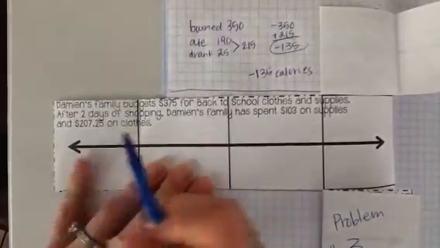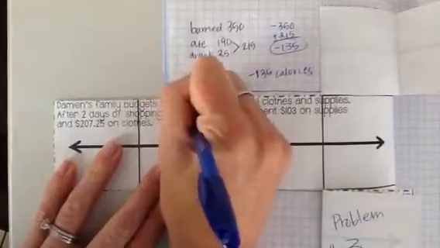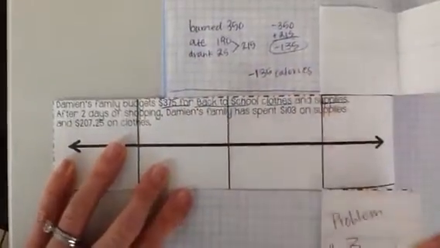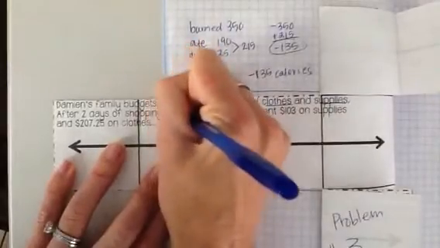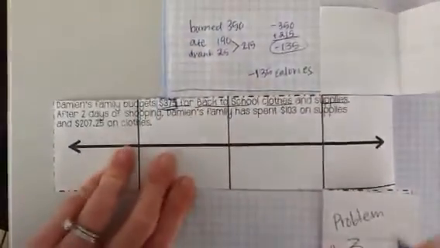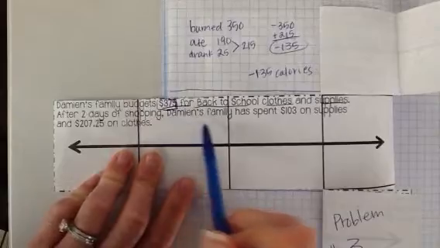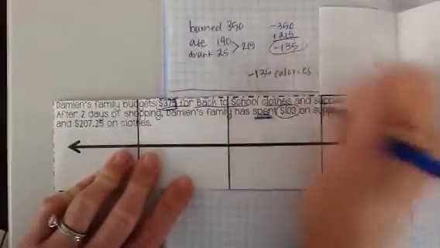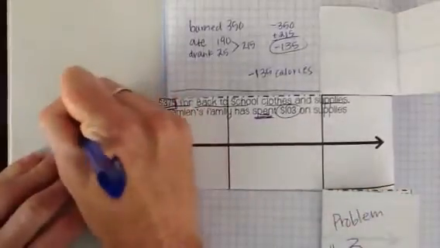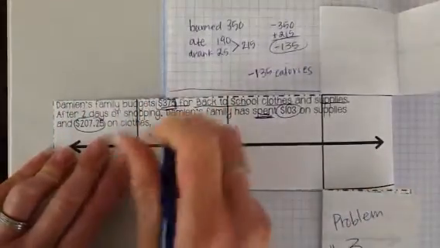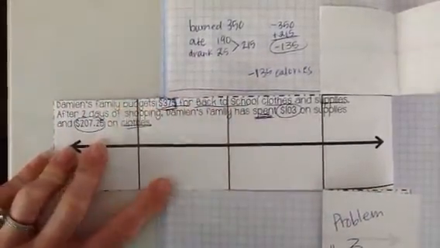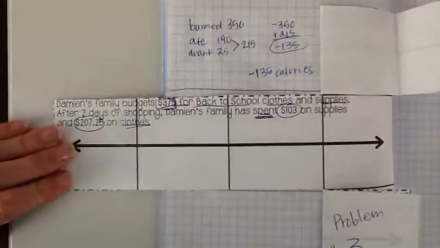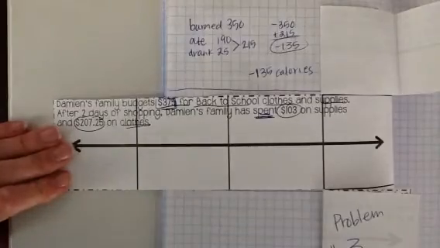The next problem. Damien's family budgets $375 for back to school clothes and supplies. That number 375 is really important, so I might put a box around it or highlight it. After 2 days of shopping, Damien's family has spent is a big key. We got 103 on supplies, and then we have $207.25 on clothes. So this problem's a little bit different because we know our final budget and then we know how much he's actually spent.